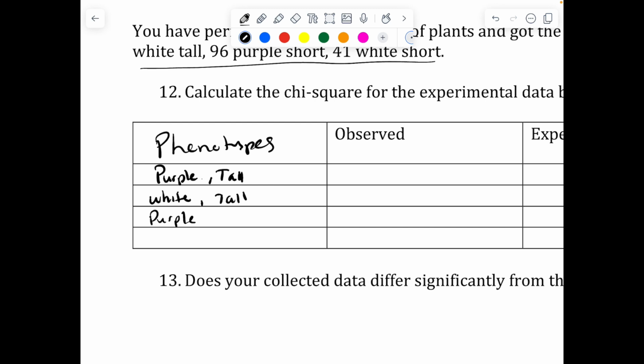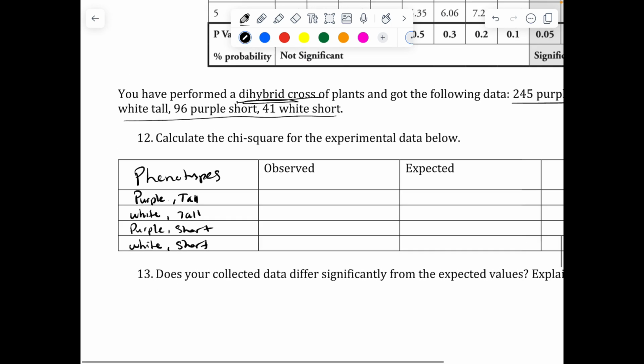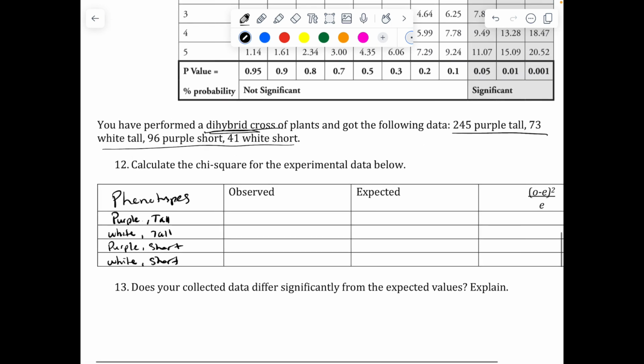White tall, purple short, white short. Okay. The observed is whatever we observed. So 245, 73, 96, 41.